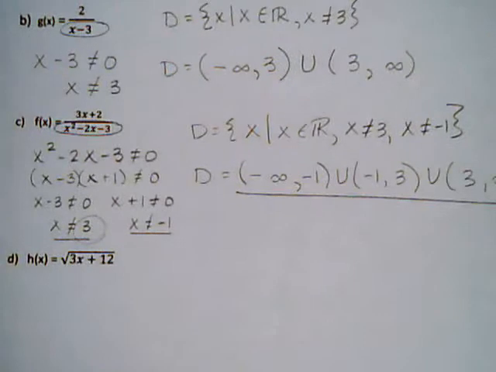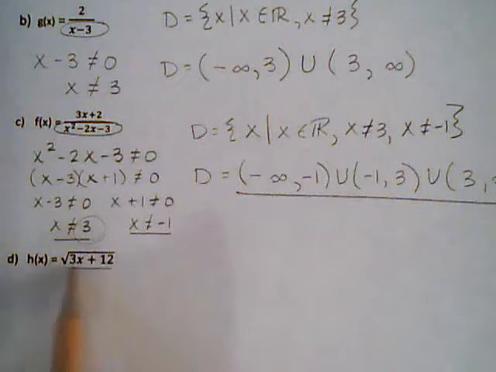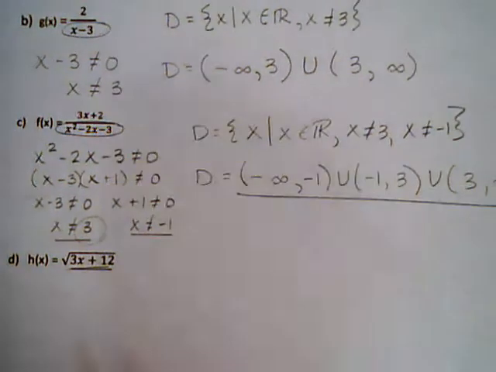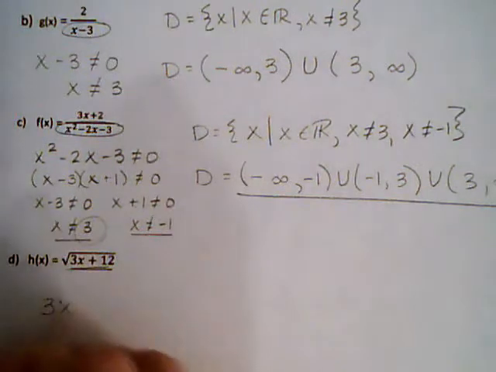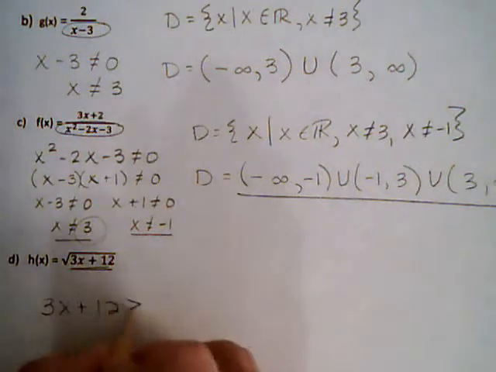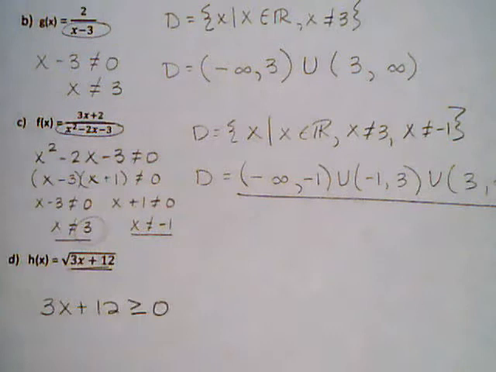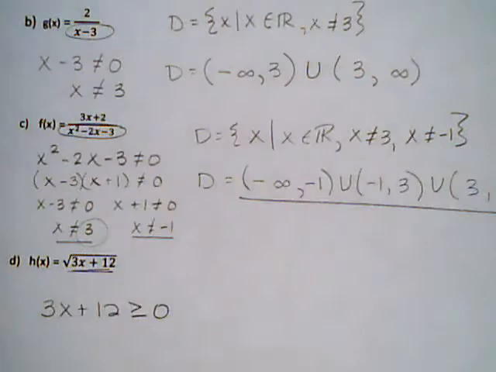And then part D, we have an even root. So go back to the top. It says you want to exclude numbers that result in an even root of a negative number. So anything that's underneath the radical, if it's under a square root, it can't be negative. So we would want to set this greater than or equal to 0. That would guarantee that it would not be a negative.